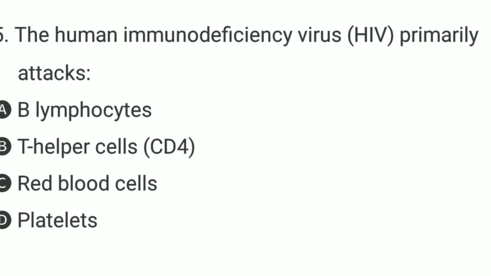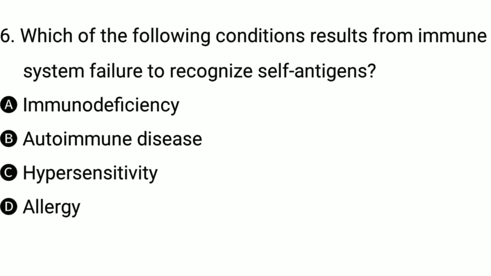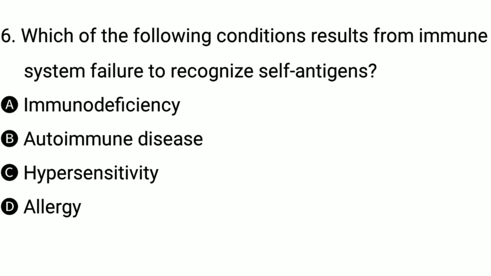Question number 5. The human immune deficiency virus primarily attacks. The right option is option B, T helper cells. Question number 6. Which of the following conditions results from immune system failure to recognize self antigens? The right option is option B, autoimmune disease.